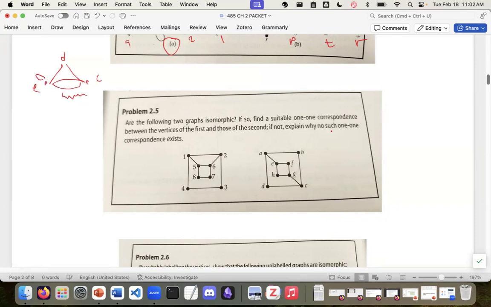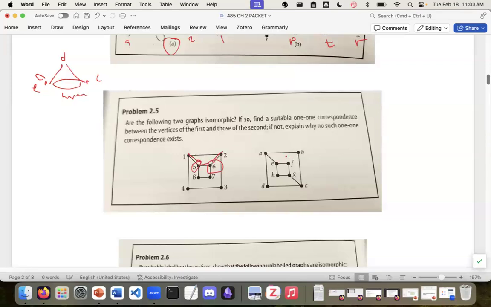Yeah. The two vertices, 5 and 6, are adjacent to corner vertices, but they're also adjacent to each other, then no such pairing exists in the other graph.